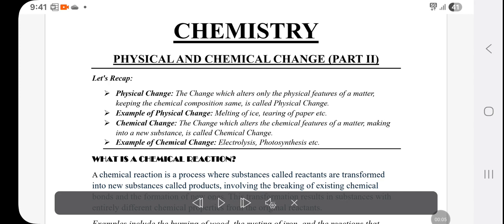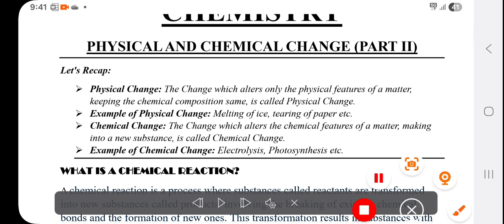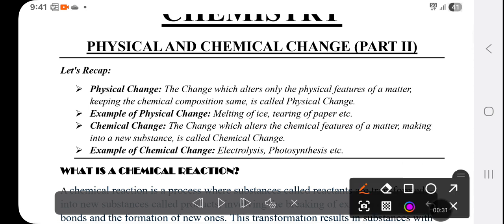Today we will learn chemistry, and in chemistry we were doing the physical and chemical changes. In the last video we discussed what is physical change, example, chemical change, example, and some other facts. In this video, physical and chemical change part 2, we will know about the chemical reaction. So let's recap the last day's work.